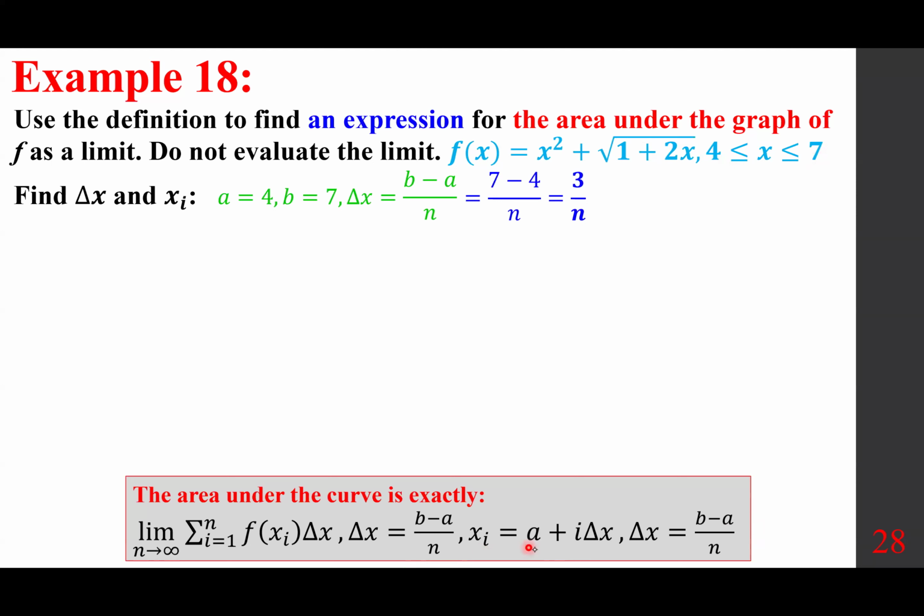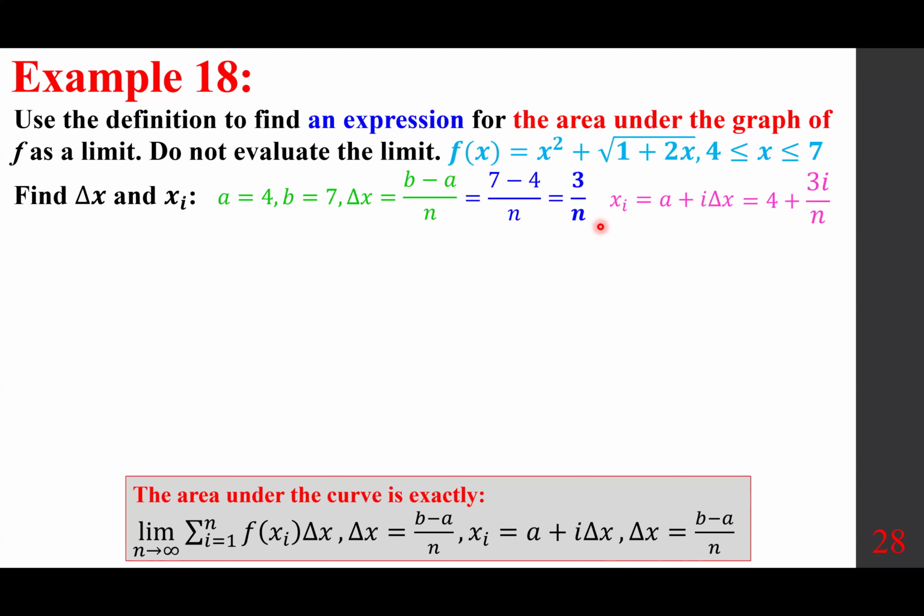x sub i is a plus i delta x. It's 4 plus this expression, which is delta x times i. So 4 plus 3i over n.